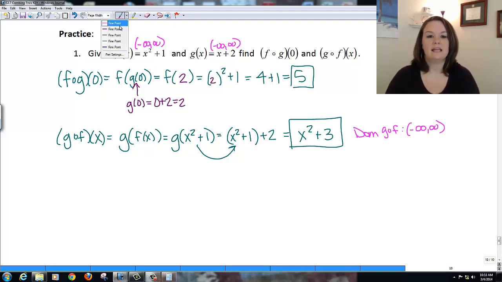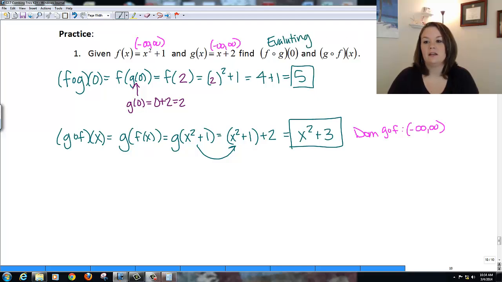Okay. The second problem here is asking me to find the function. Okay. If there's a value here, that means we're evaluating. If there's an x, that means we're finding a new function. Okay. So we're going to find the function g composed of f, which means I'm taking my f function and plugging it into g. Okay.